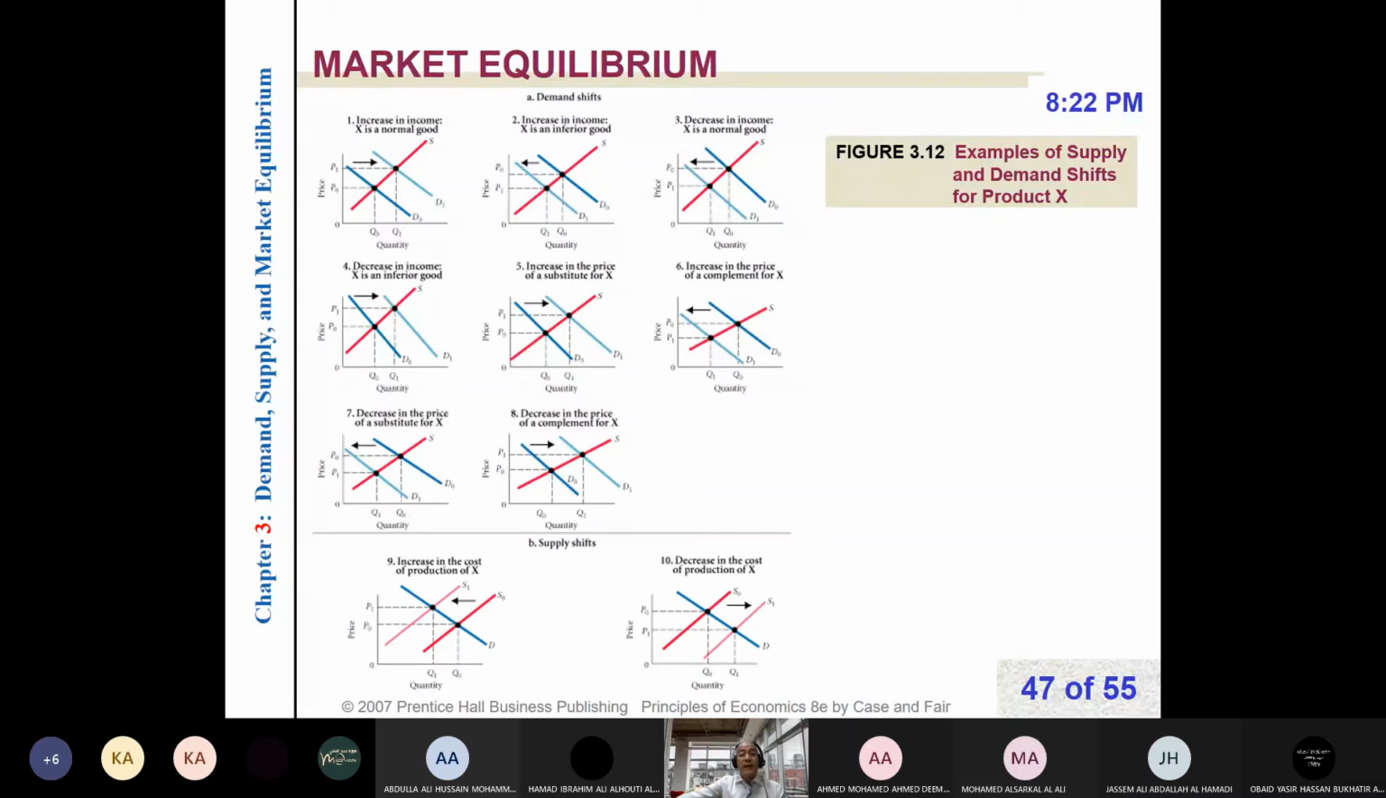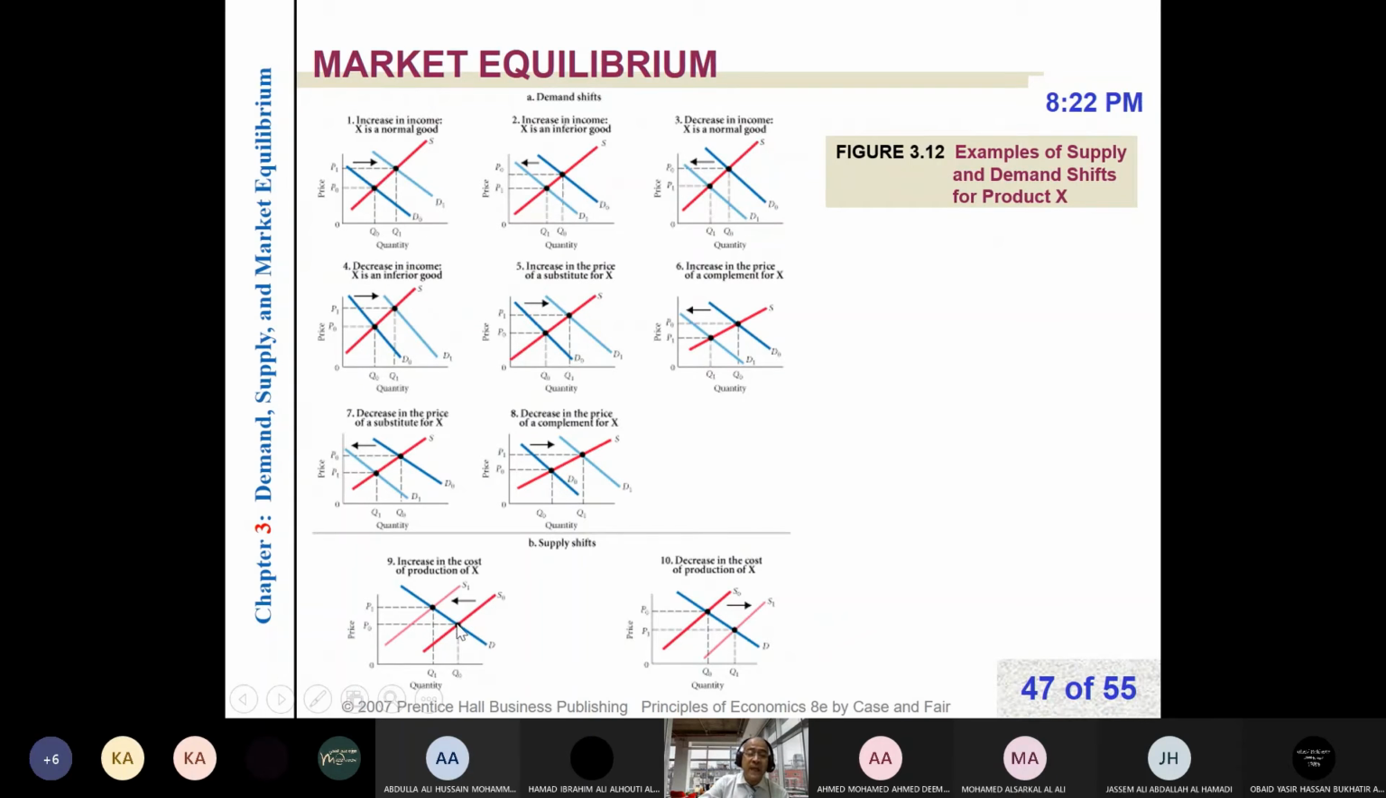Okay, so I need you to look. All the possible cases, you can find in this slide. What I explained here, I will explain again to Mr. Muhammad Abdul Wahab. This is the market demand curve, and the dark red is the initial supply curve.